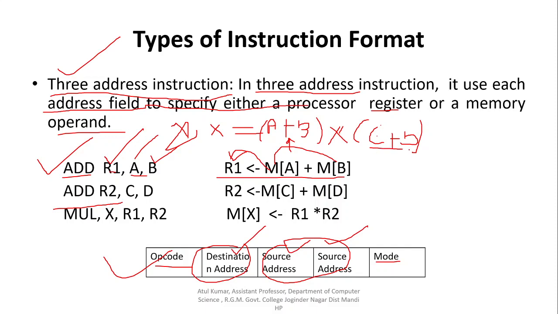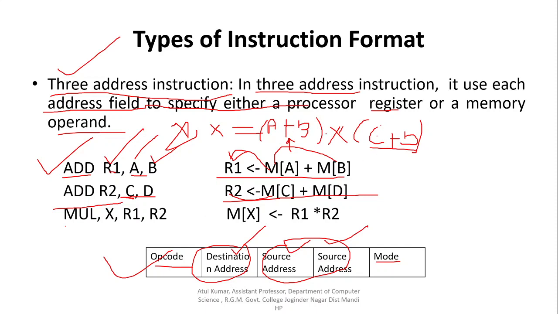The second, we have to solve this C plus D. So for C plus D, we have add R2 comma C comma D. So this one is the instruction R2 is equal to M[C] plus M[D], where the operand C and the operand D stored in the memory are added and they are transferred to the register R2. So the register R1 has A plus B and R2 has C plus D.